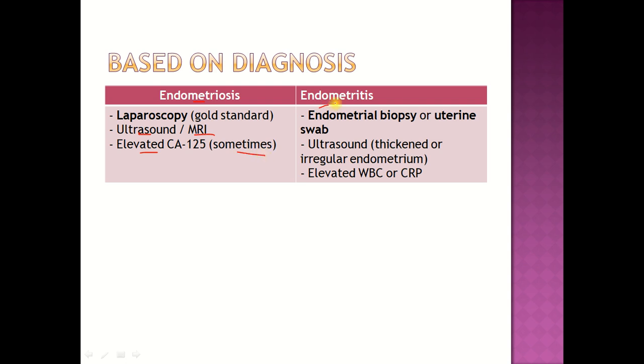While endometritis, you do endometrial biopsy or uterine swab. You do an ultrasound. Here it could be thickened or irregular endometrium. There's elevated white blood count or C-reactive protein.